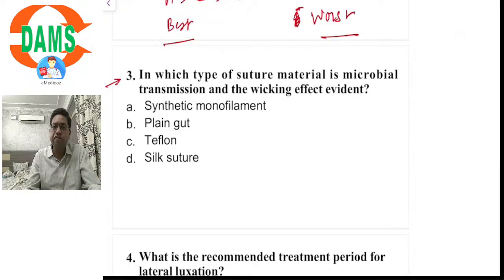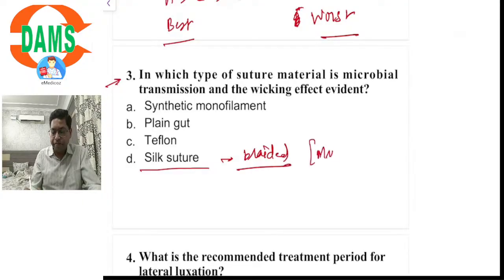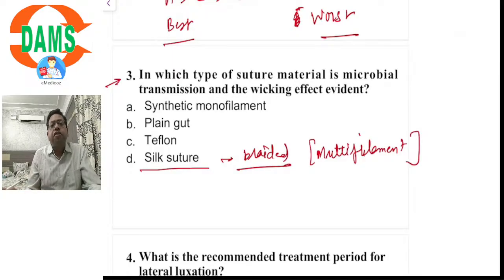I think the answer should be very much obvious. These silk sutures, they are normally braided. Braided means they are multifilament. When these sutures are braided or multifilament, they suck the tissue fluid and microbes from the saliva and impair the wound healing. So the answer would be option D, that is silk sutures. They have got a wicking effect and microbial transmission.